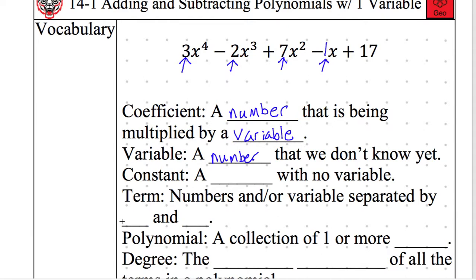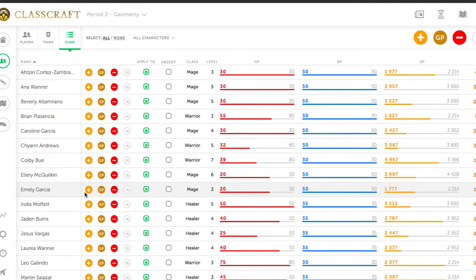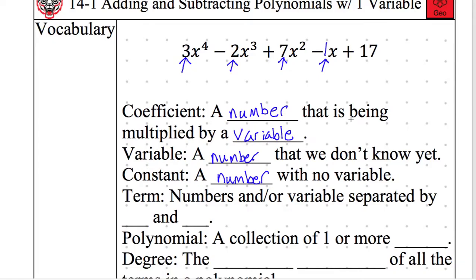You can turn in your card too if you have it. What is a constant? Jaden, yes? A number? It is a number with no variable. Yes. Thank you, Jaden. Jaden is on it today. This 17 is a constant because there is no variable. No variable, therefore it is a constant term. This thing is a constant. We can label that. And these are all coefficients.